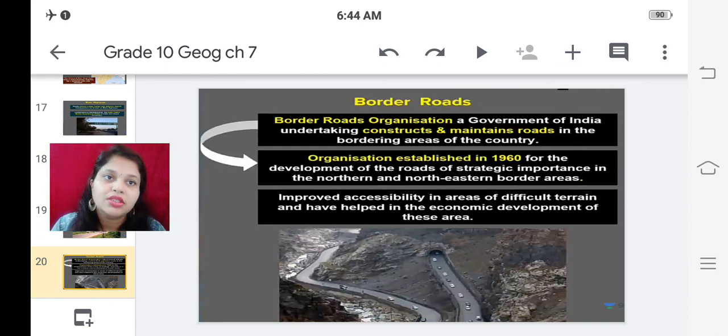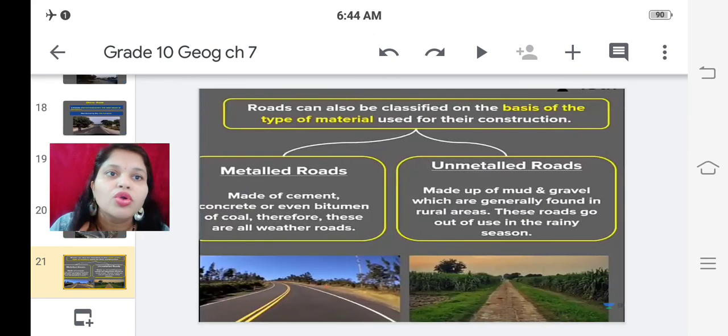So these were the classifications of road transport. Further, roads can be classified on the basis of type of material. Okay, रोड का ये दूसरा classification है, but it is based on type of material used for its construction. Okay, so on that basis we have metalled roads and unmetalled roads. Obviously pakka roads and kacha roads.